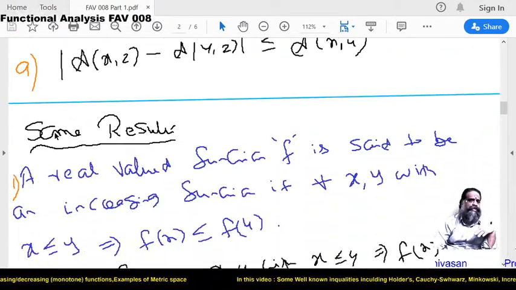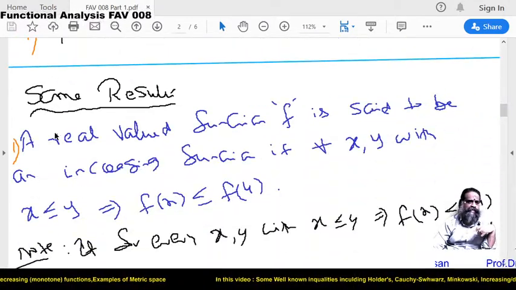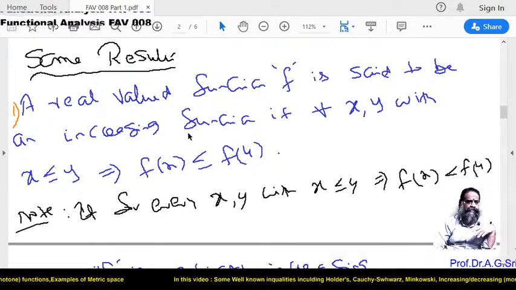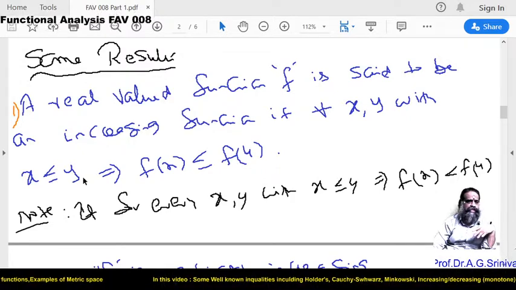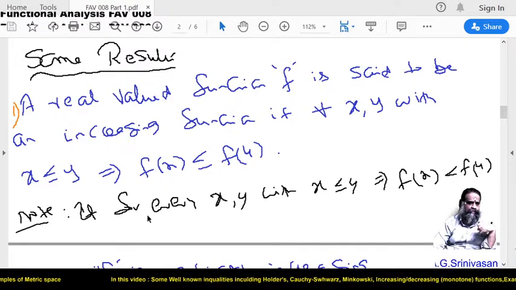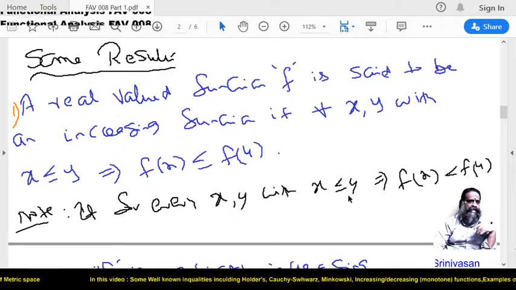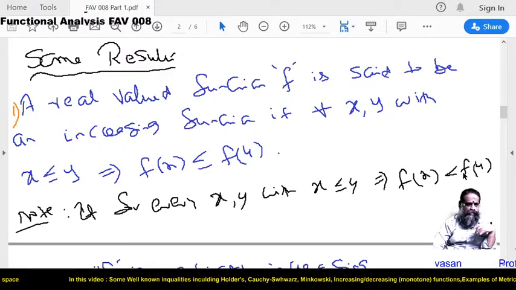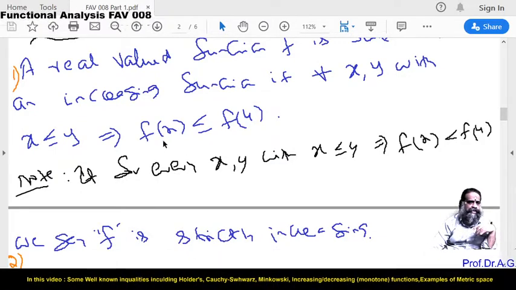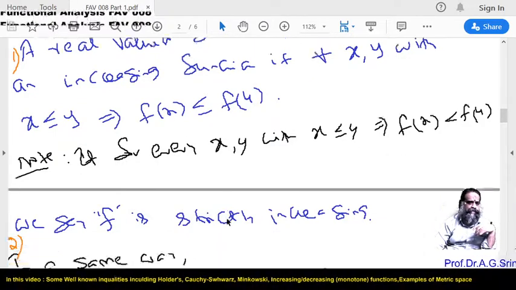We also review some simple results from lower mathematics. A real valued function f is said to be an increasing function if for all x, y with x less than or equal to y, we have f of x less than or equal to f of y. If for every x and y with x less than y, f of x is strictly less than f of y, it's called a strictly increasing function. This is an increasing function and this is a strictly increasing function.